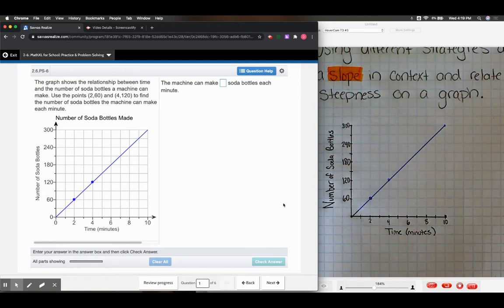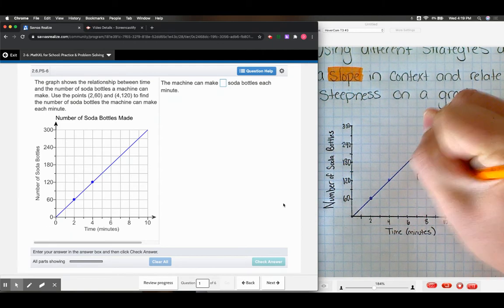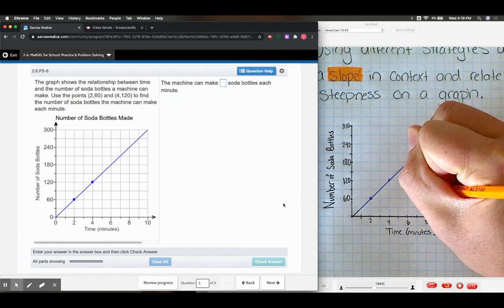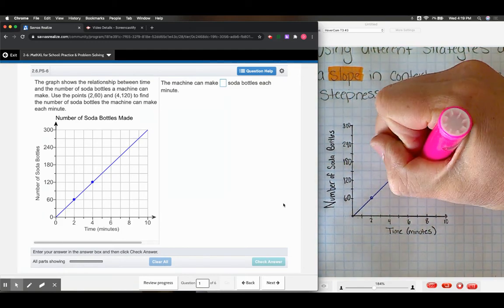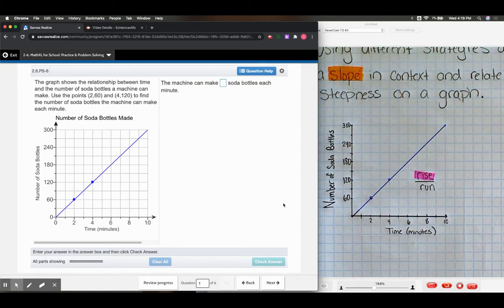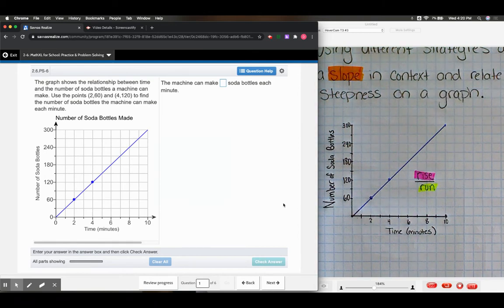So let's do this. Let's do the rise over the run. The vertical change over the horizontal change. I'm going to do the rise in pink. I'll do the run, the horizontal change, in yellow. And let's get to it.